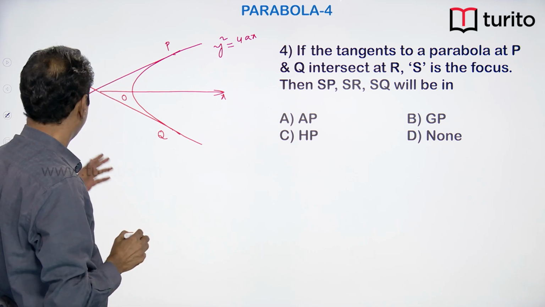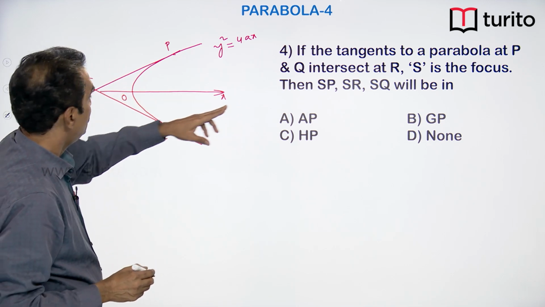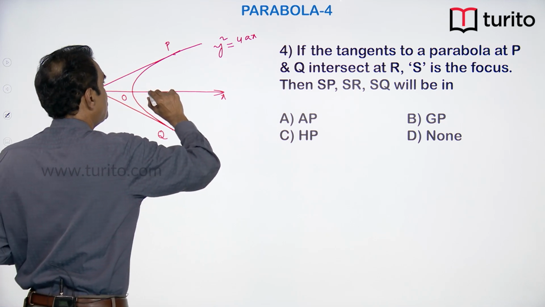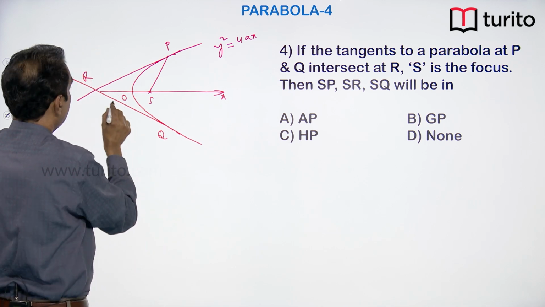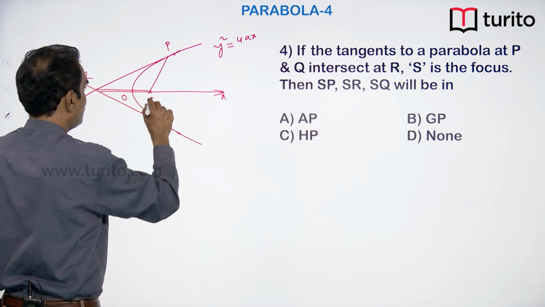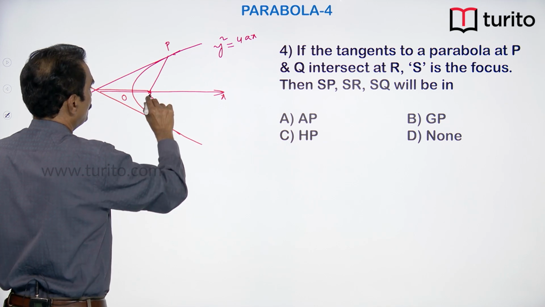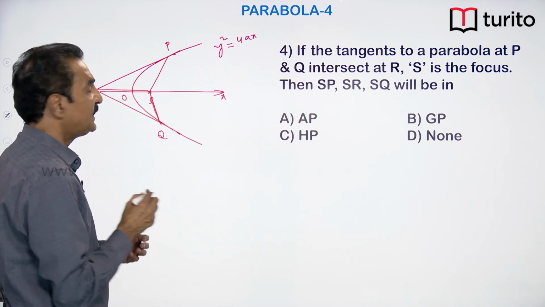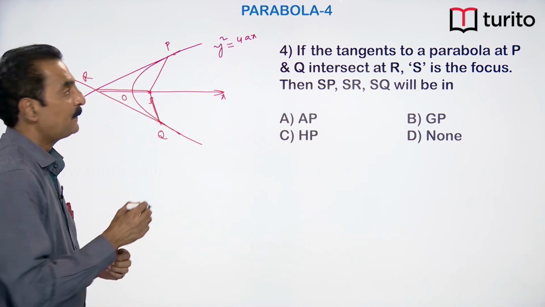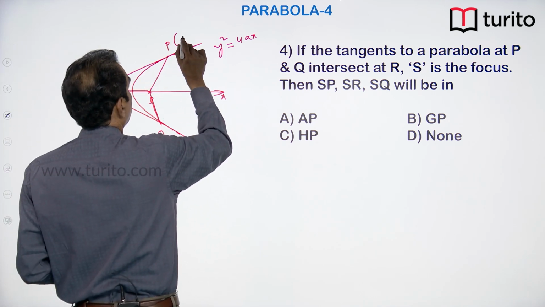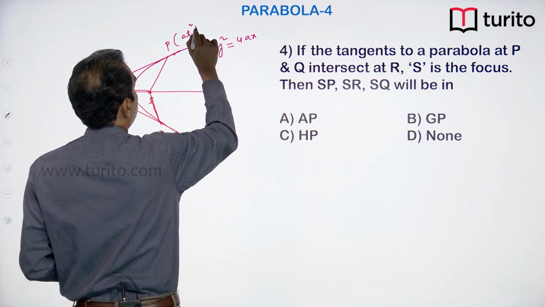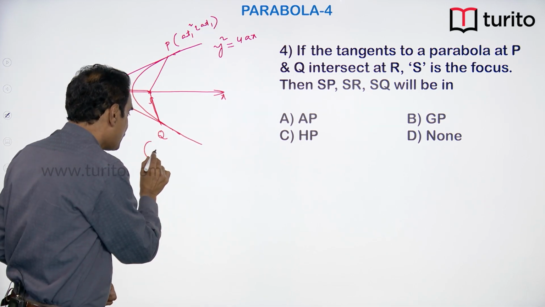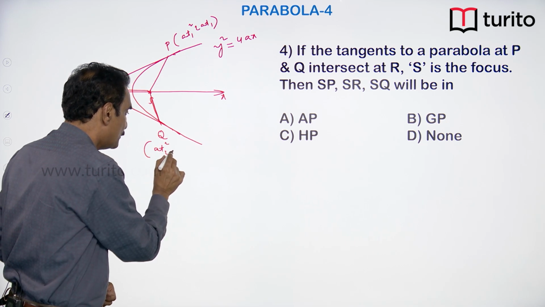Then if S is the focus, let S be here, then SP, SR, SQ will be in which progression? Let us assume that P and Q are in parametric form: (aT1 square, 2aT1) is P, (aT2 square, 2aT2) is Q.